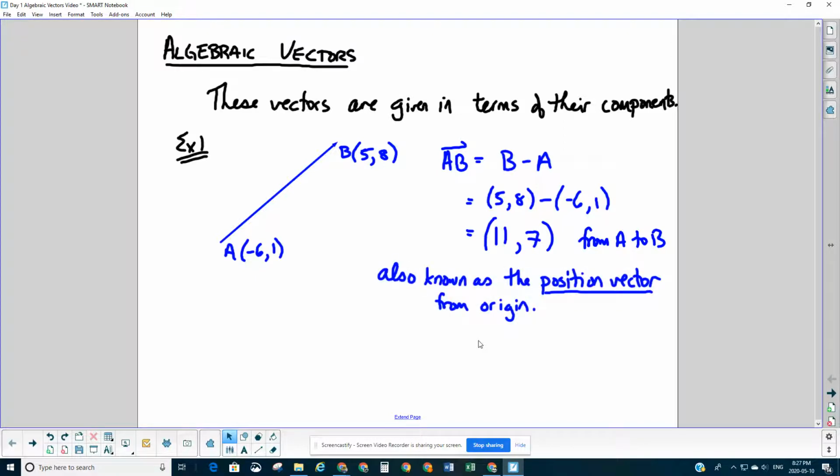It's also known as the position vector because if you placed the start of this vector at the origin, if you went and grabbed this and took it and put it at the origin, it would arrive at 11, 7, because the difference between negative 6 and 5 is 11 units in the x direction, and the difference between 1 and 8 is 7 units in the y direction. So you'll see that as we move over to the next slide.